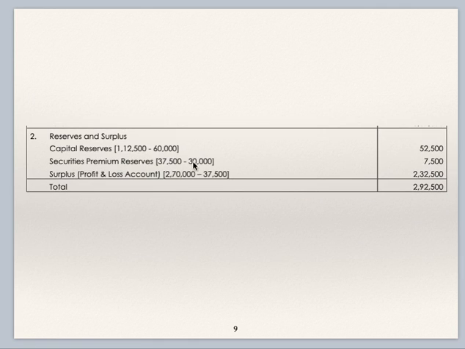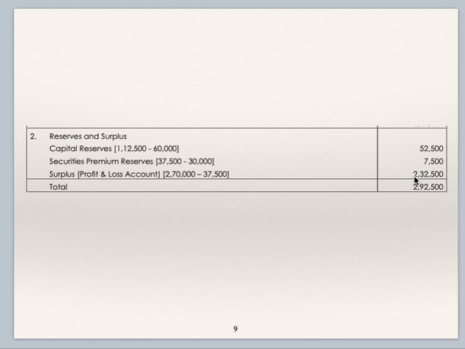Reserves and surplus. Capital reserve was 1,12,500. Out of that 60,000 was used for bonus, so the balance is to be shown under reserves and surplus. Securities premium account 37,500 was there. Out of that 30,000 was used for bonus, so 7,500 is the balance. And profit and loss account was having a 2,70,000 balance. Out of that 37,500 was used for bonus.